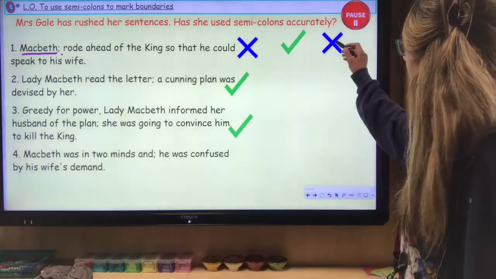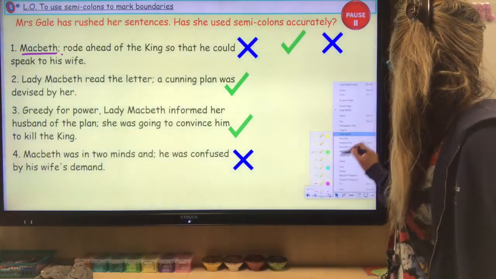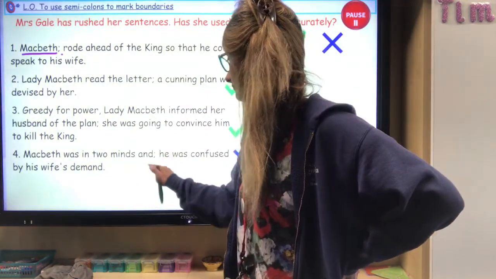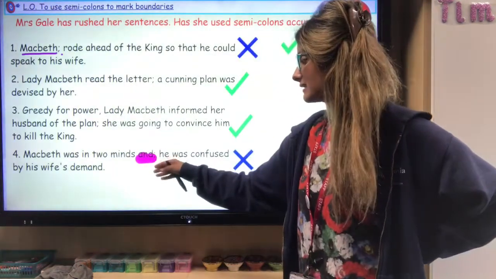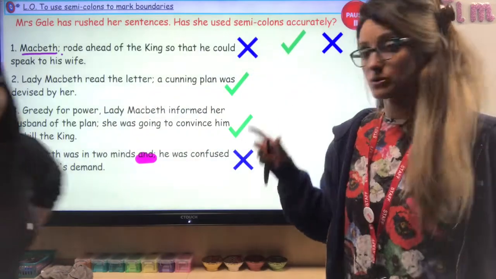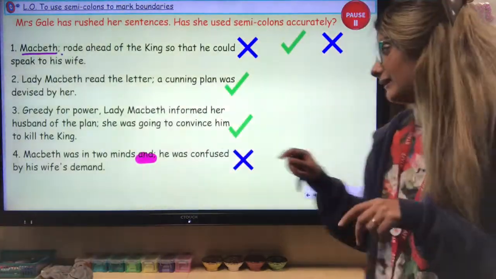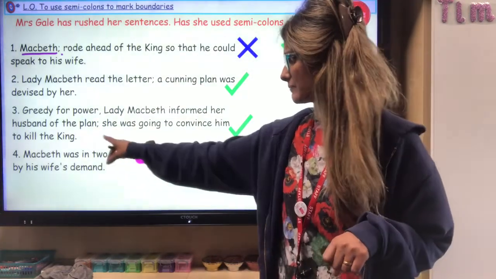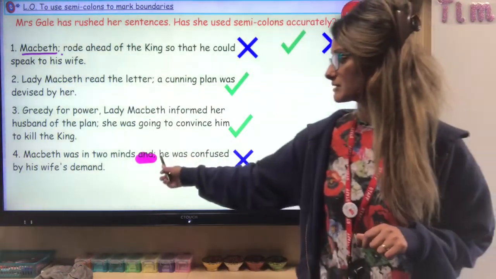The last one here doesn't make sense. Why not? Because when you're looking here, this word and you cannot have before a semicolon, okay? You can't have and then a semicolon. Macbeth was in two minds and, semicolon, he was confused by his wife's demand. It doesn't make sense. It's not two clear boundaries. I'm just confused by Mrs. Gale's use of semicolons there. Yeah, I know. Apparently I really wasn't thinking here. It doesn't work at all there because you can't replace that semicolon with and. Otherwise it'd be Macbeth was in two minds and he was confused by his wife's demands. And you cannot replace it with a full stop either.